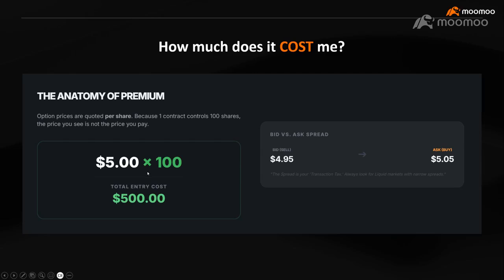Remember, each contract represents 100 shares. We look at premiums. Let's say the premium is $5. $5 multiplied by 100 shares, then it will be $500 cost. So if I sell the options, I'll be collecting $500. If I buy the options, I'll be paying $500.